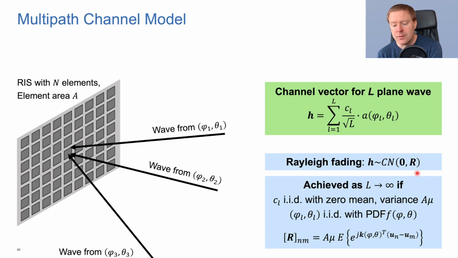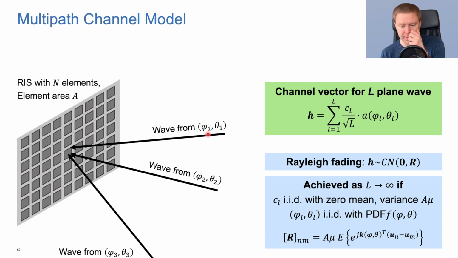And we can achieve Rayleigh fading from a model like this as the number of plane waves that are impinging goes to infinity, and in order for the energy to stay constant, or at least finite, we need to have both a summation over L and a factor here that is normalizing away the energy. So assume that these c_l terms are independent and identically distributed. They have zero mean and a variance A times mu, where A is the area here, and mu is describing the average energy per area unit. Then these are describing both the amplitude losses and some kind of phase shift that the entire wave has when it impinges.